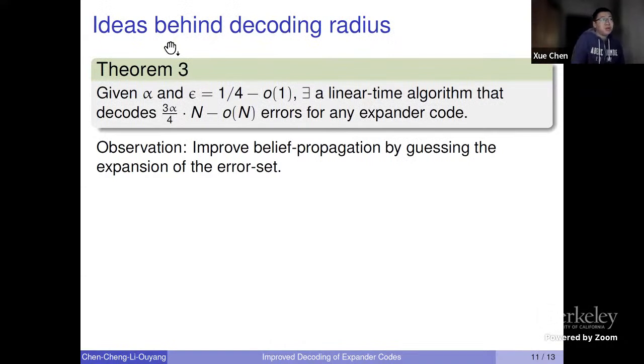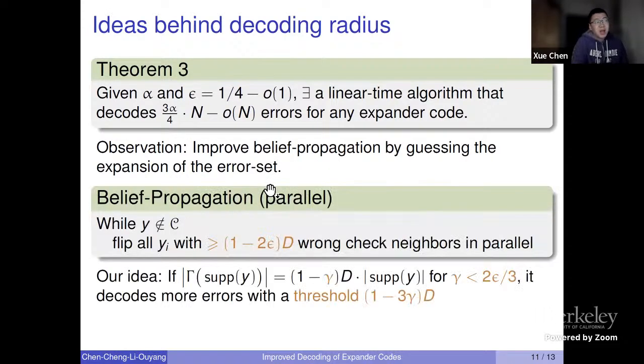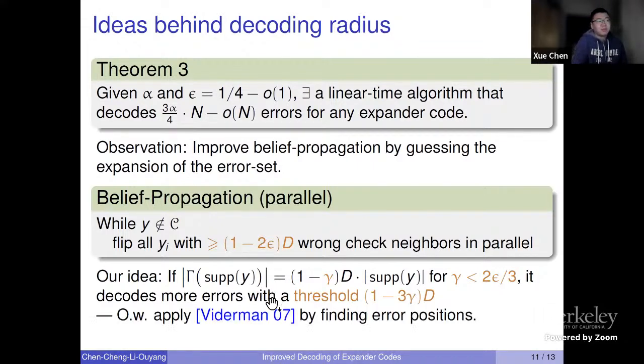And then let me say a few words about the ideas behind the decoding radius. The key observation is that we can improve belief propagation by guessing the expansion of the error set. If you remember belief propagation, we flip all bits with 1 minus 2 epsilon d wrong checks. I will replace this by a new threshold, which depends on the expansion of the errors in the string. So that's all I want to say about our algorithms.